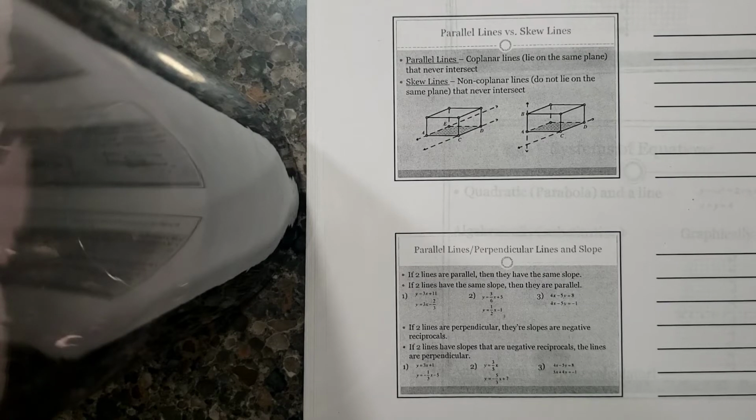When we talk about these lines, we're going to talk about two lines being parallel if they have the same slope. Okay, if two lines have the same slope, they are parallel.